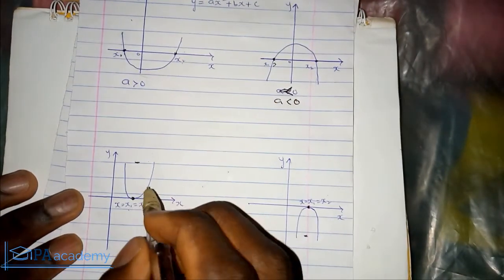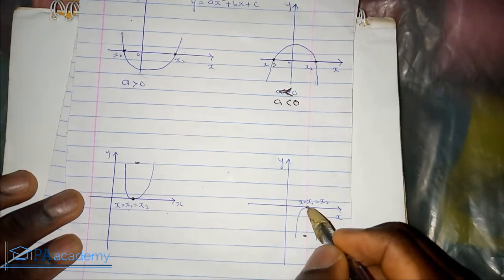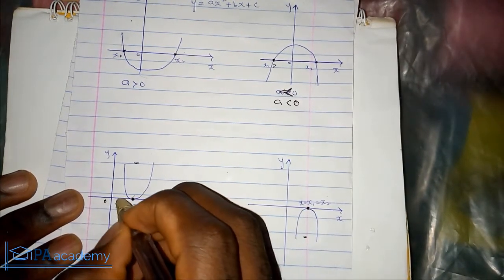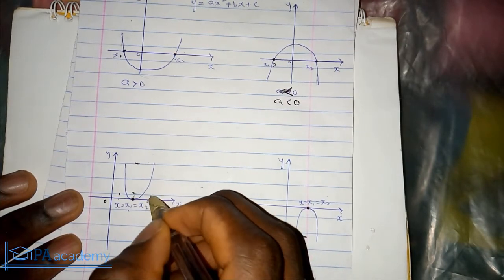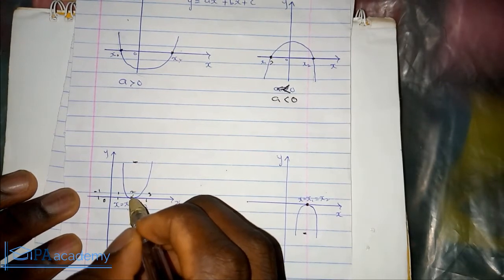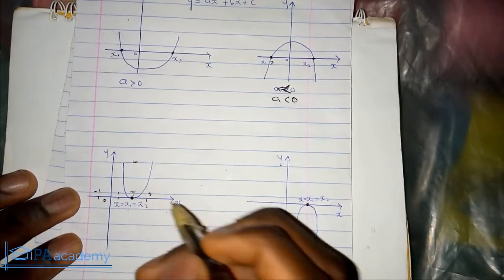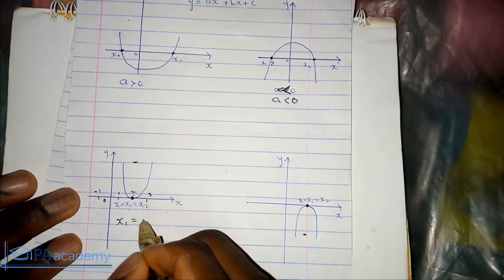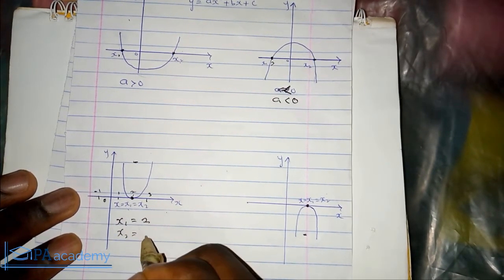But if it is just touching one point, let's say this place is 2, so let's say this is 0, this is 1, this is 2, this is 3, and this is -1. So that means if you plot your graph and you get something like this, our x1 is equal to 2. Also our x2 will also give us 2.